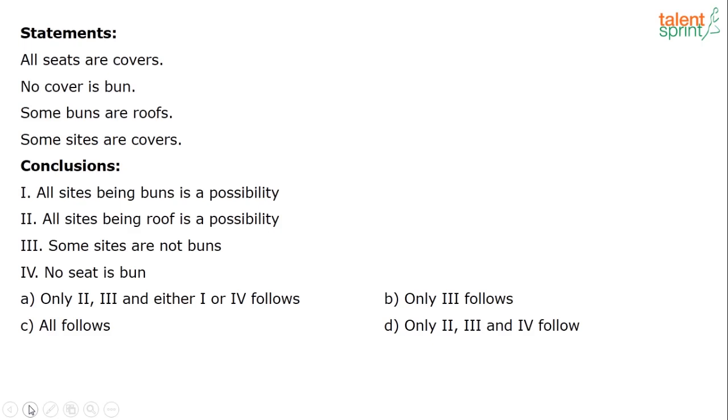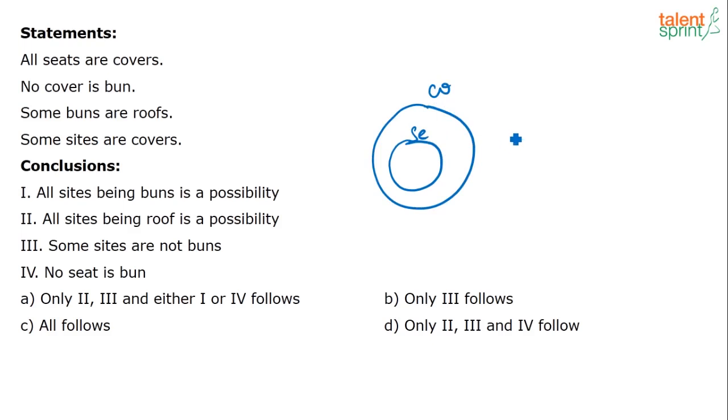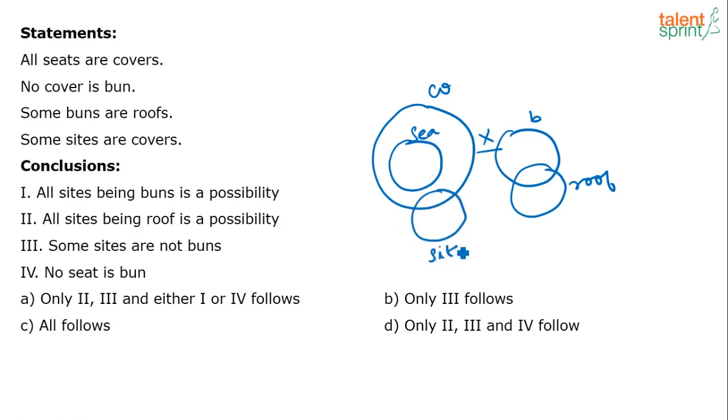Next question is there on your screen. All seats are covers. No cover is bun. So these are the disjoint sets. Some buns are roofs, and some seats are covers. So this is what we know.